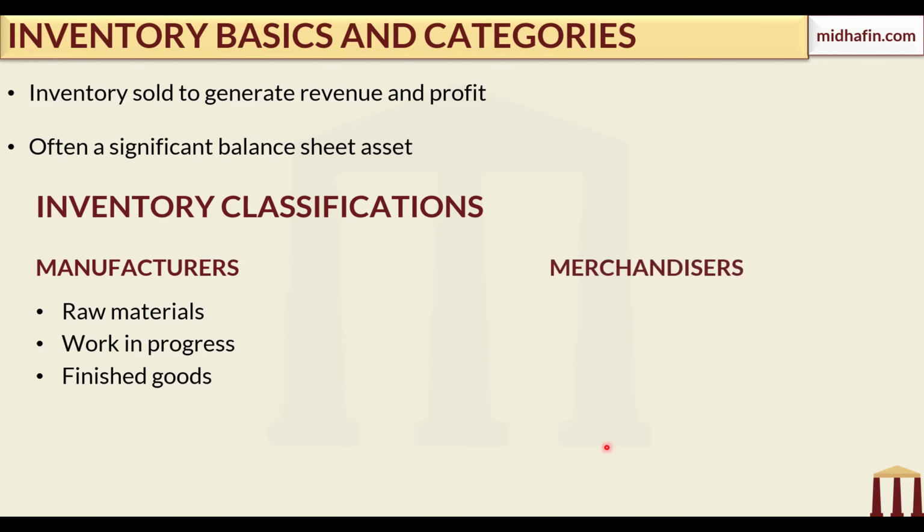Now let's come to the second category of sub classification. One is for manufacturers, then you have the subtypes for merchandisers. For merchandisers, we'll actually have no raw material or work in progress. Okay, for traders, for merchandisers, you just have finished goods. They are ready for sale.